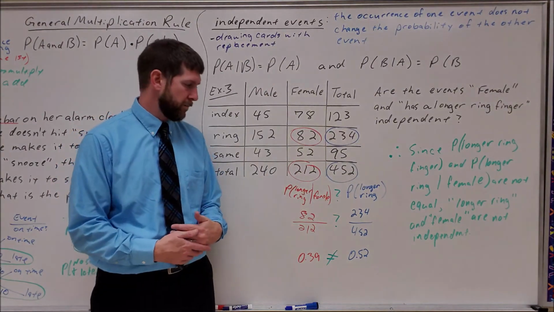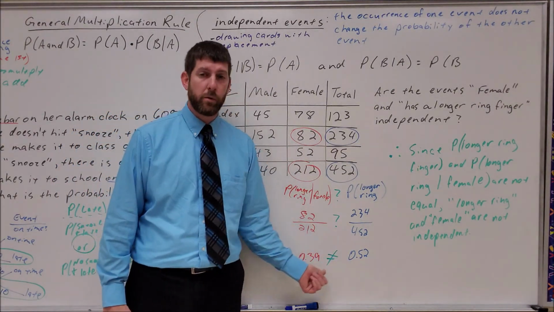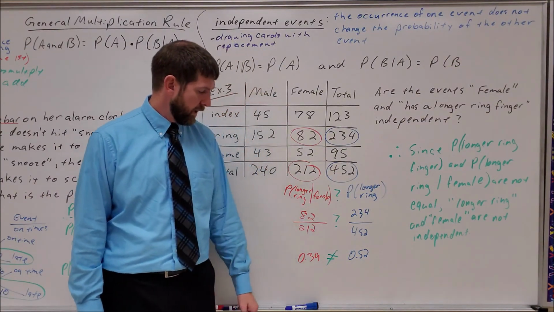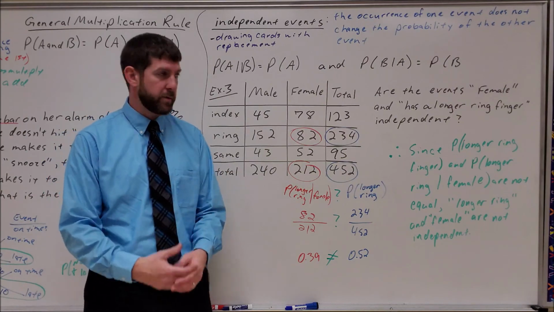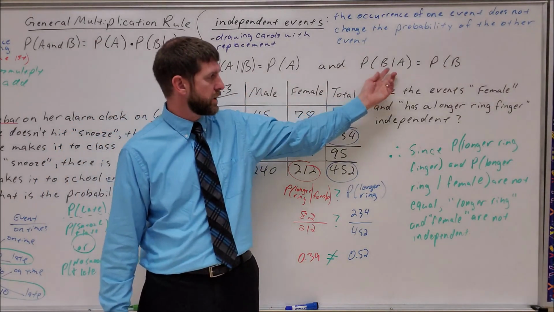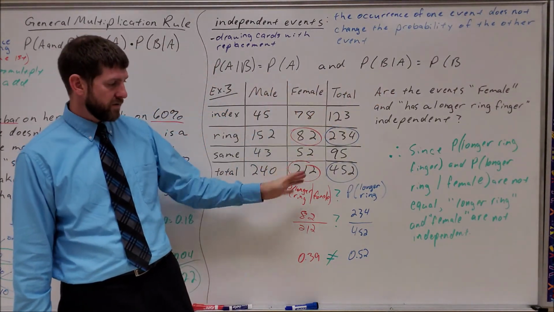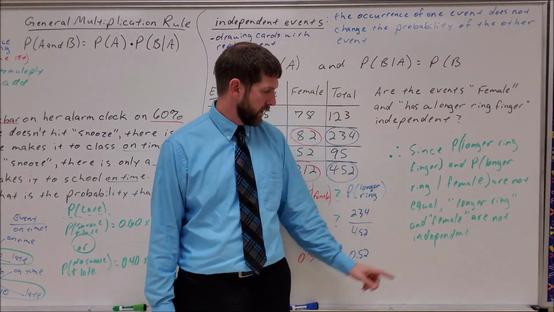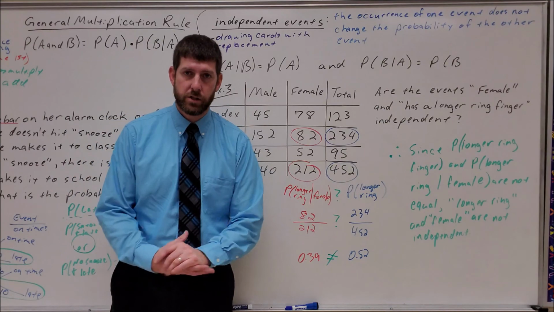So we could have flipped those probabilities, and we wouldn't have got the same numbers, but we would have got two unequal probabilities there. So it would have just been another piece of evidence. So it doesn't matter which direction we go with that. We would have seen it in both directions. So both of them would have confirmed that longer ring finger and female are dependent on each other, or are not independent.